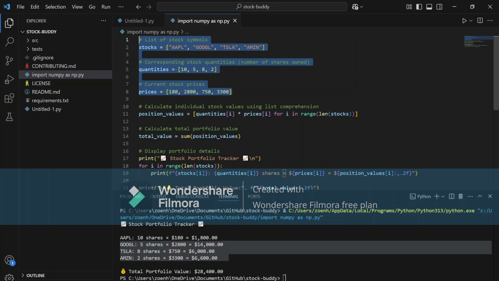And then we have the corresponding stock quantities. That's going to be 10, 5, 8, and 2. That means we have 10 shares of Apple, 5 shares of Google, 8 shares of Tesla, and so on. And then we have the stock prices for each one. For Apple, the stock price is 180. Google is 2,800. Pretty much, you get the deal. Each one of these is linked up to each other.